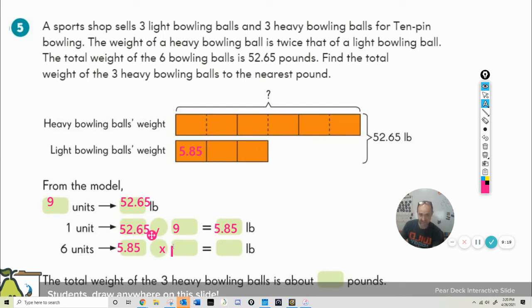Oh, where's my x times 6? And that's going to equal, oh, for crying out loud, 35 and 1. All right. Or about 35 pounds. Boom, because we're going to the nearest pound. So all you have to do is get to the 10th, and once we get to the 10th, we can go to the nearest pound.